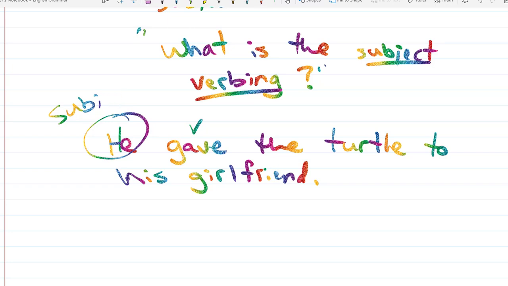He's our subject. Now he gave. And what did he give? All right? What did he give? And you would say he gave, well, he gave the turtle, right? So that has to be our direct object.